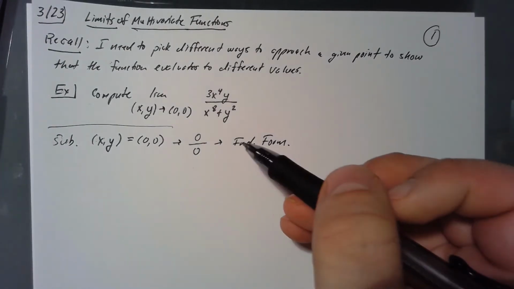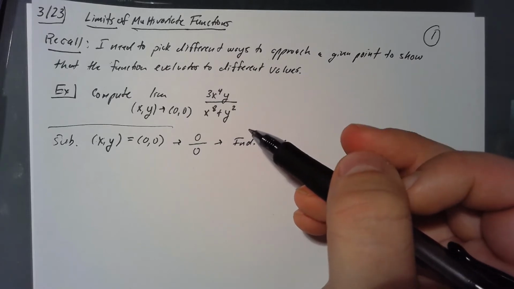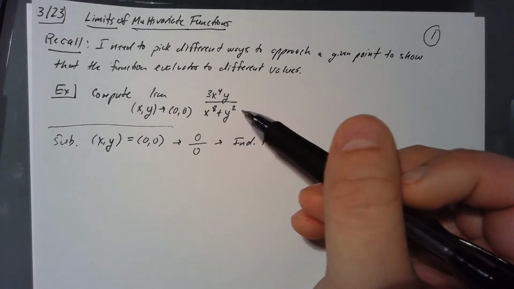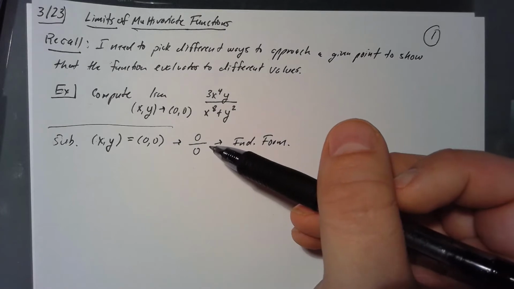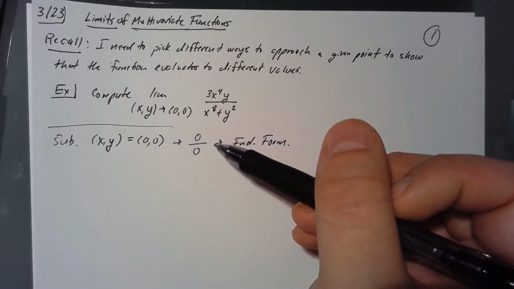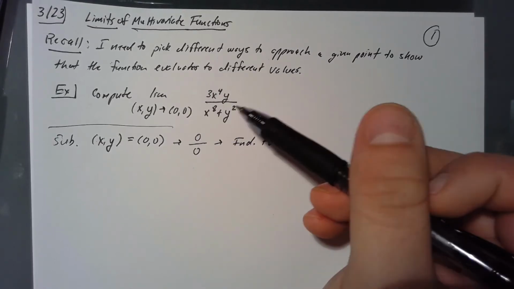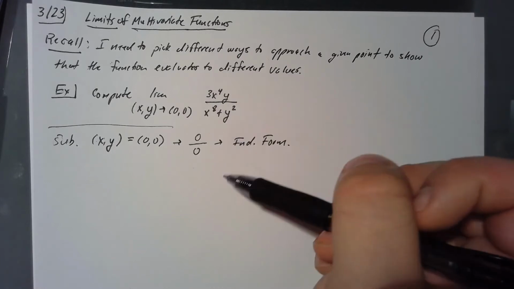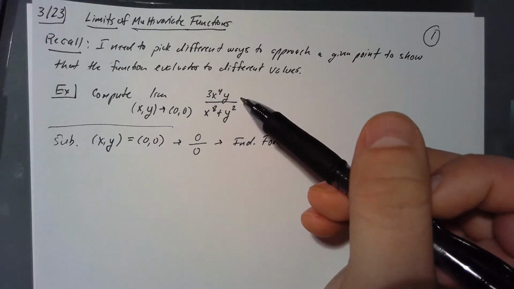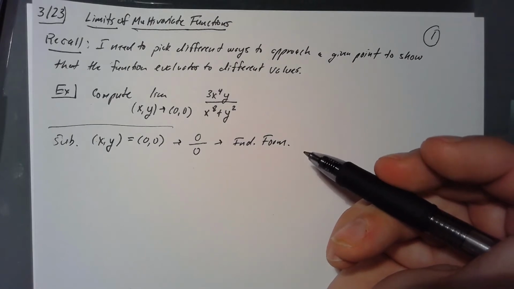But what we can't do here that we could do in Calc 1 and Calc 2 is L'Hopital's rule. So, in single variable calculus, whenever you get indeterminate form, you'd apply L'Hopital's rule and then evaluate the limit again and so on. But we can't do that here because this is a multivariate function. It's not single variable, so we can't do that here. So, what are we going to do here?